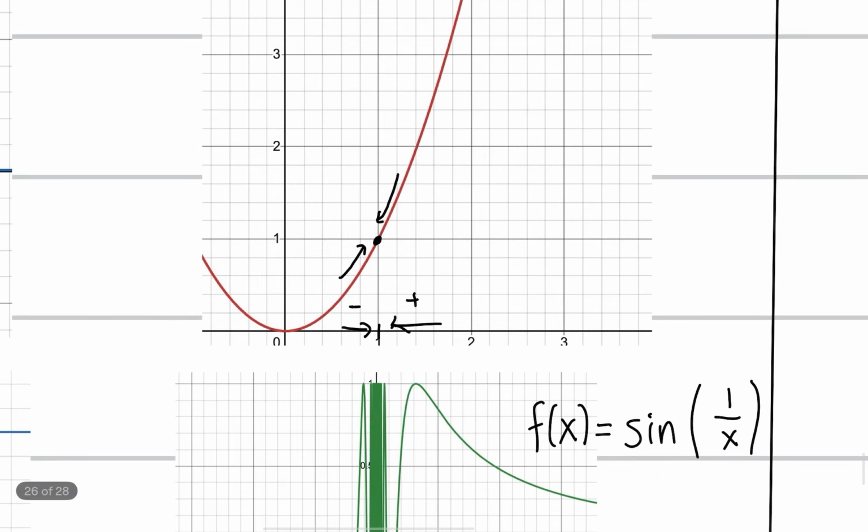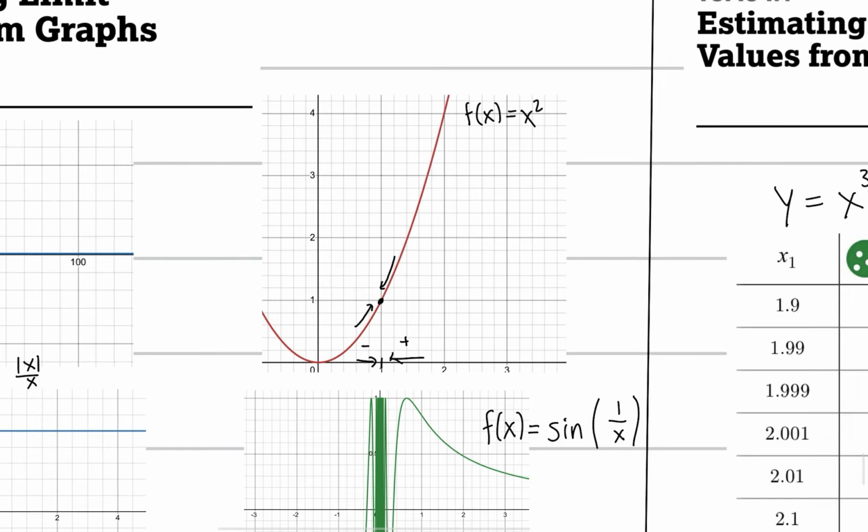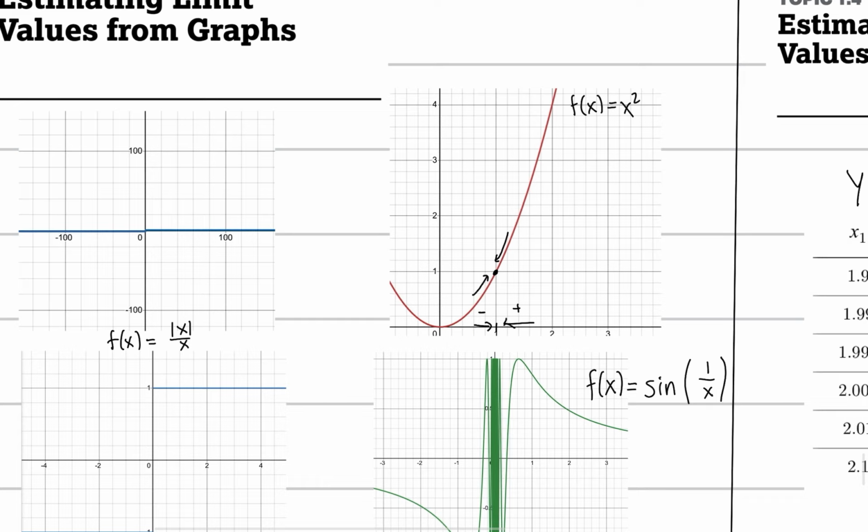So in this case, if we get closer and closer to 1, we'll notice that our function will approach 1. So that's our limit as x approaches 1.